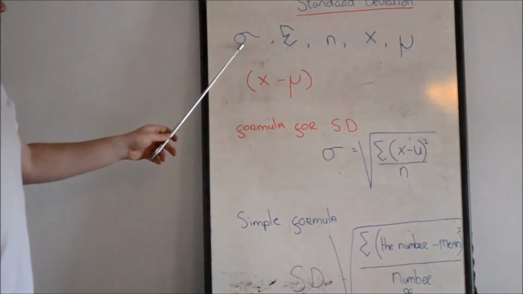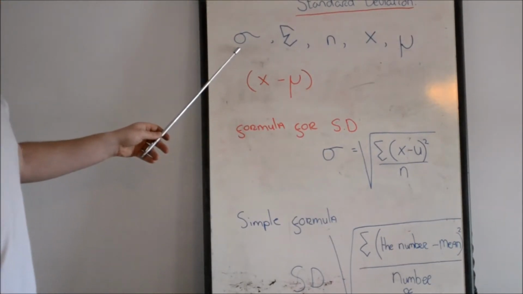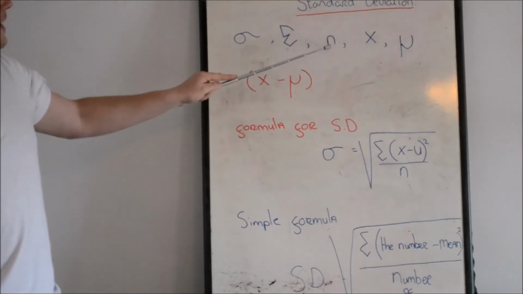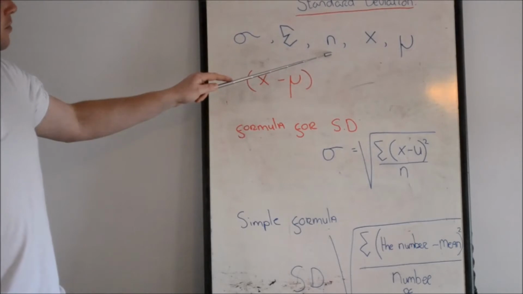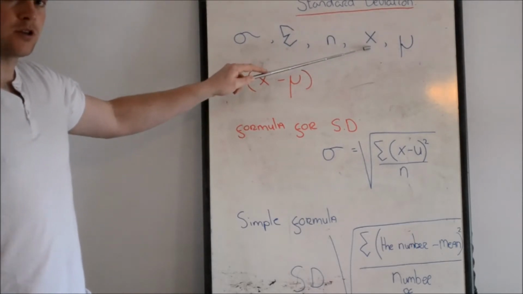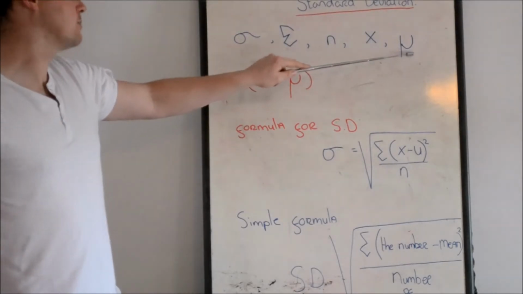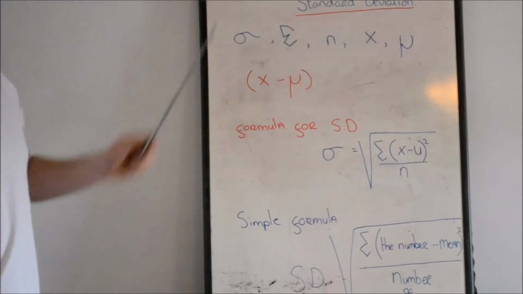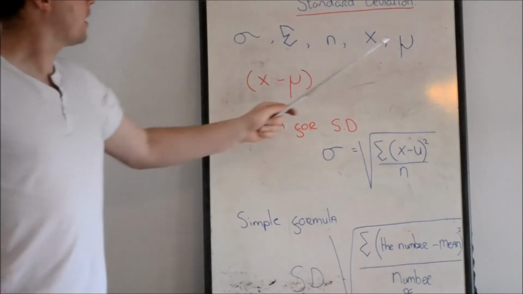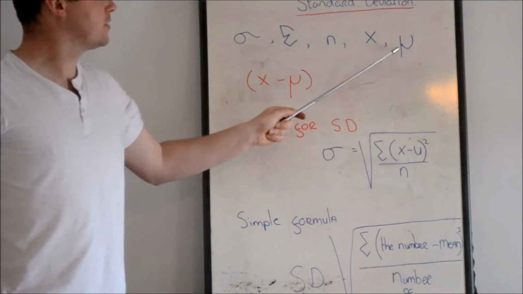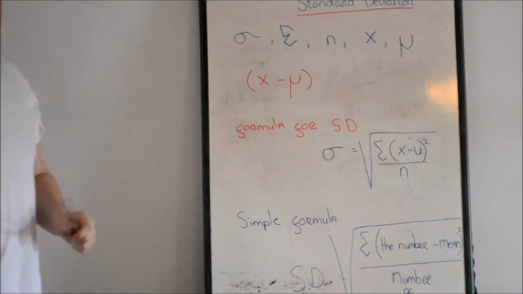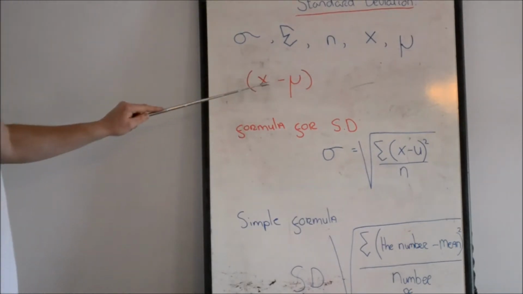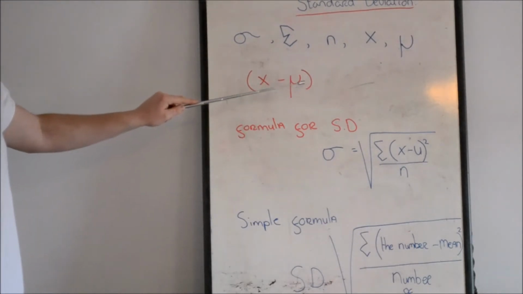So here we have sigma, which stands for standard deviation. We have this, which stands for the sum of, n, which stands for the number of numbers, x, which is the number we're going to talk about, and u, well, I actually don't know what this is yet. It's a letter of the Greek alphabet, which I'll find out for you the next day. But it stands for the mean here, and this is the most important bit of all. This stands for the number minus the mean. Okay, so this is very important.